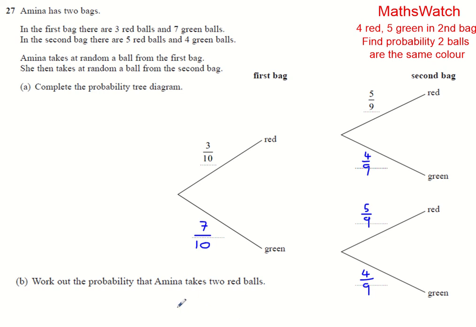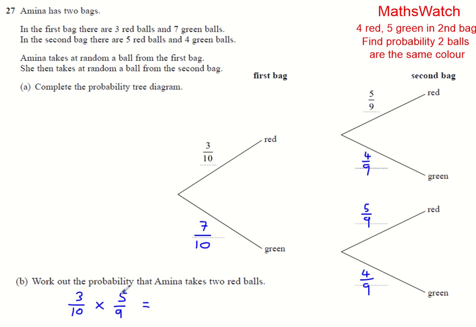Part B. Work out the probability that Amina takes 2 red balls. If we're doing 2 events and trying to work out a total probability, that means we need to take the 2 individual probabilities. So in this case, the probability of getting the first red ball is 3 over 10. And then we need to take the other probability of getting a red from the second bag, which is 5 over 9. And to combine them, you multiply the probabilities together.